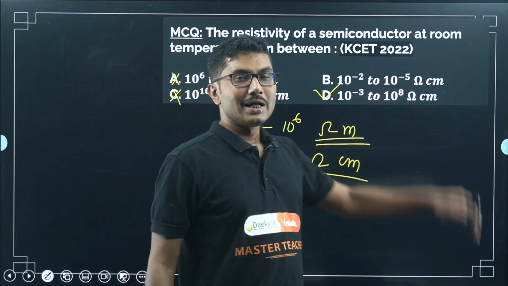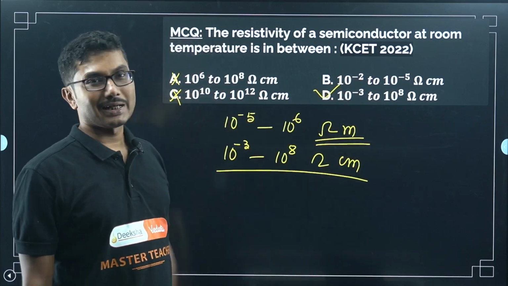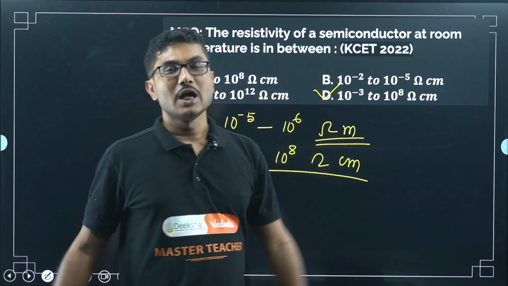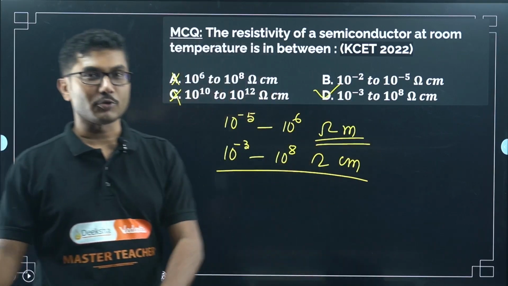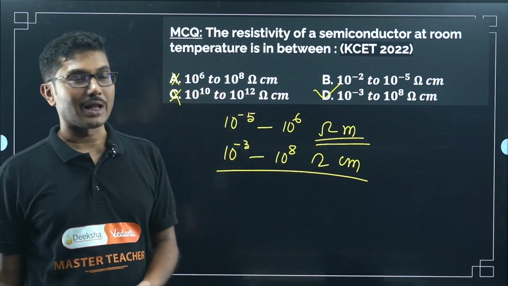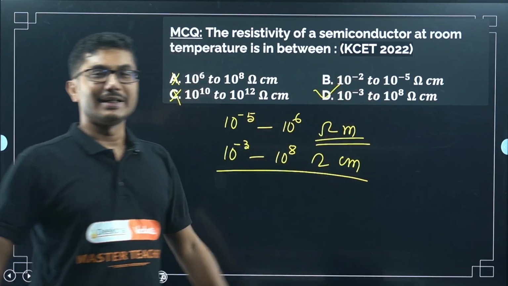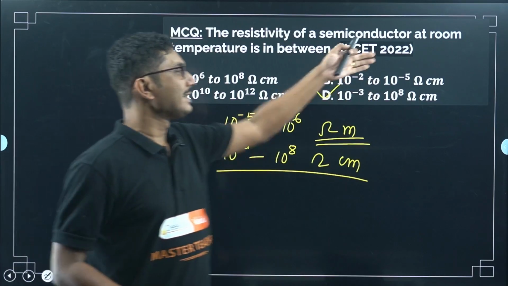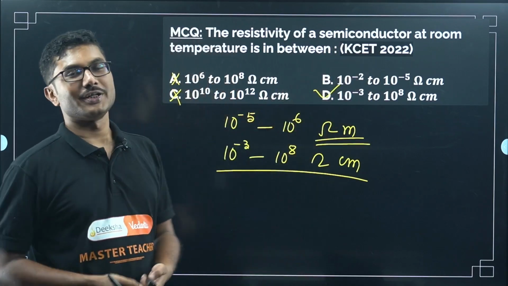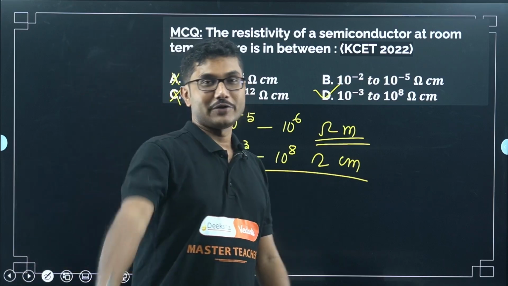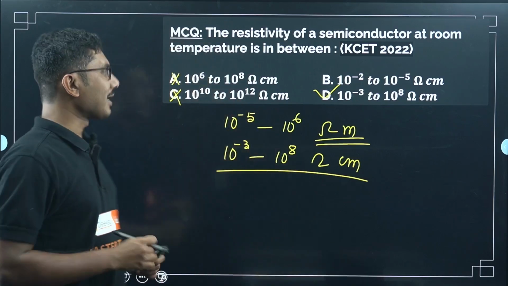Now what about this? This may be insulator, this may be semiconductor, but actual range is from 10 to the power of minus 5 to 10 to the power of 6. So whatever option is as close as possible to the actual value, that will be your answer. And in this case, as you can see, it is exactly matching with the data that we have learned. So KCET 2022, if you have studied this question, you will be able to score 1 mark. Okay, if this kind of question comes in your 2025 exam, you will score 1 mark, right?